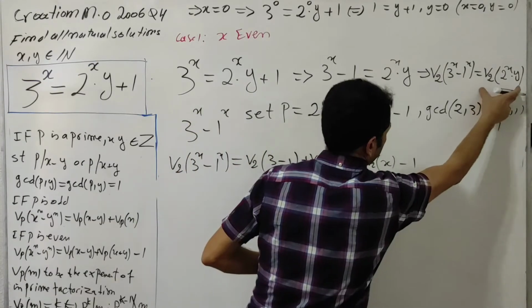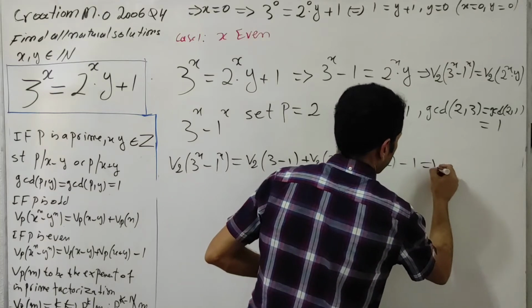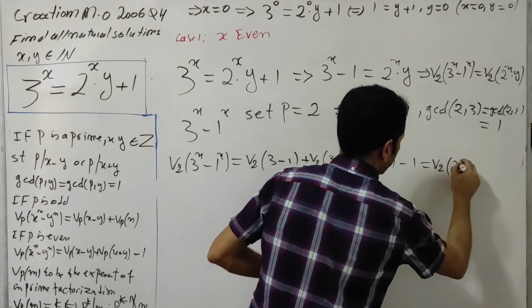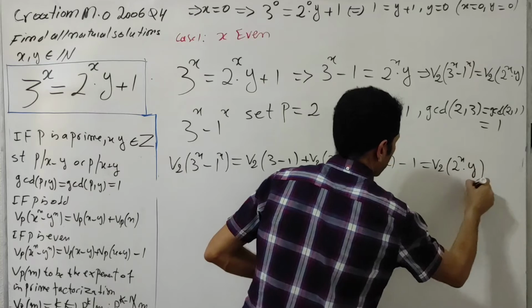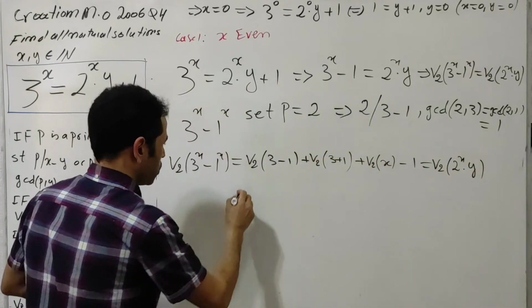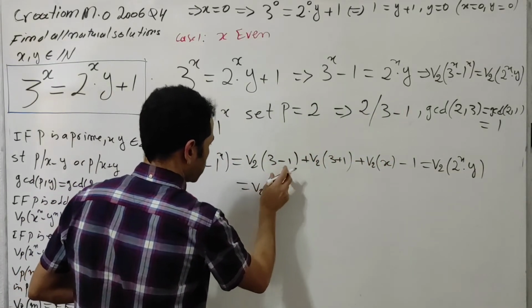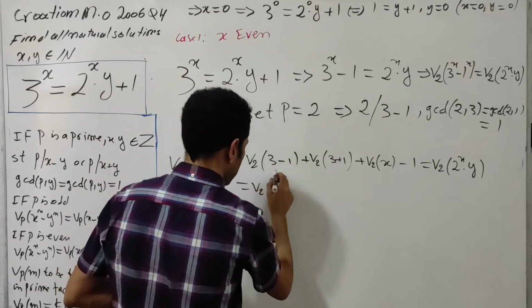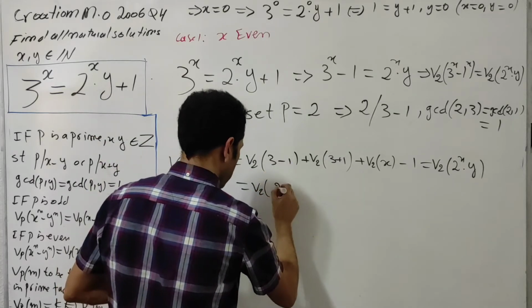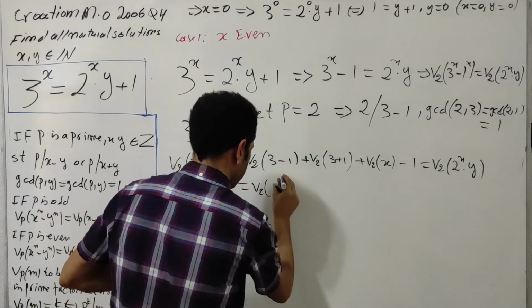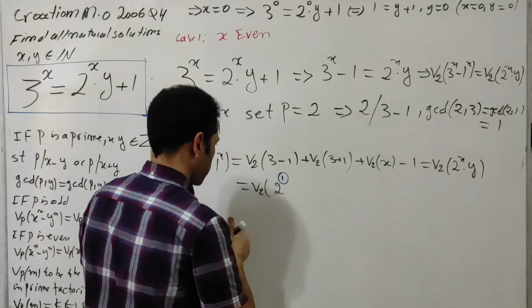At the same time this is equal to v of 2 of 2 to the x multiplied by y. So for this one, I'm taking just the exponent. So 3 minus 1 is 2, and the exponent is 1. Okay?